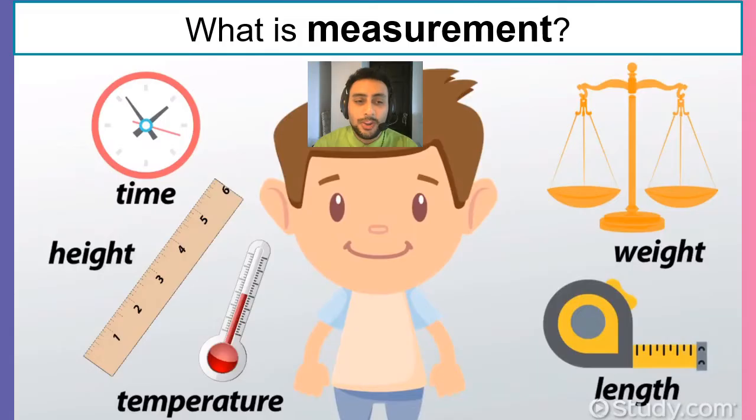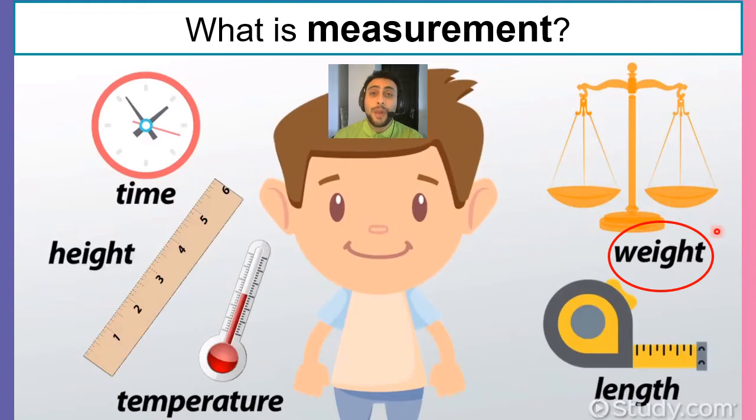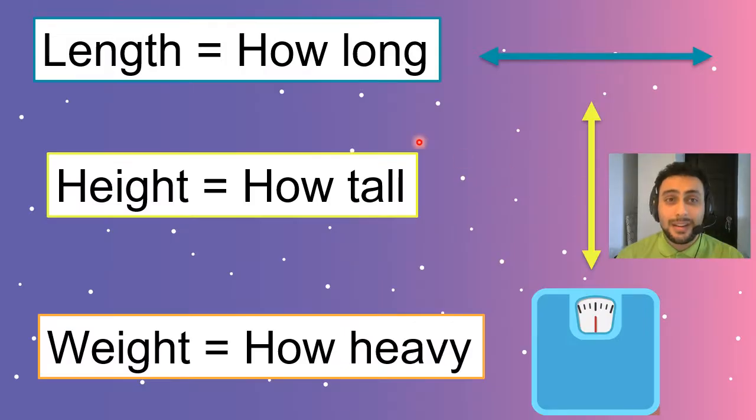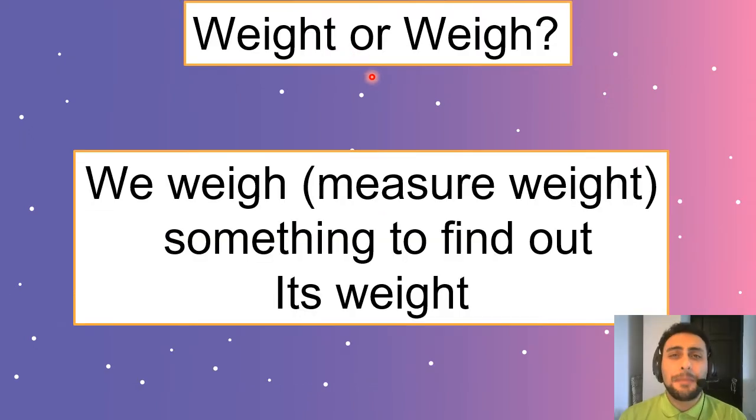Now, we're going to talk about the new topic. It's easy, don't worry. As you remember, we have already talked about length. We have already talked about height. This time, we're going to talk about weight. Weight. Now, length is about how long something is. Height is about how tall something is. Weight is about how heavy something is. How heavy.